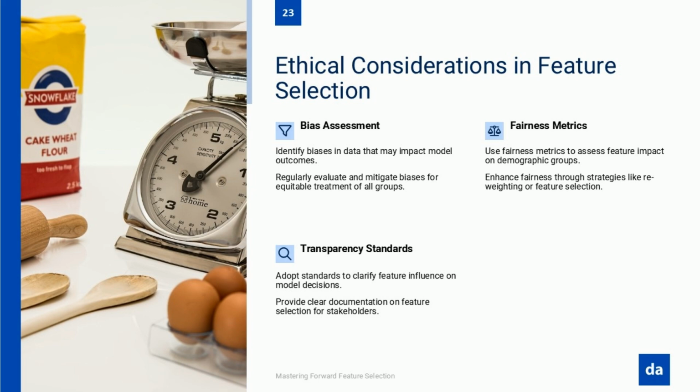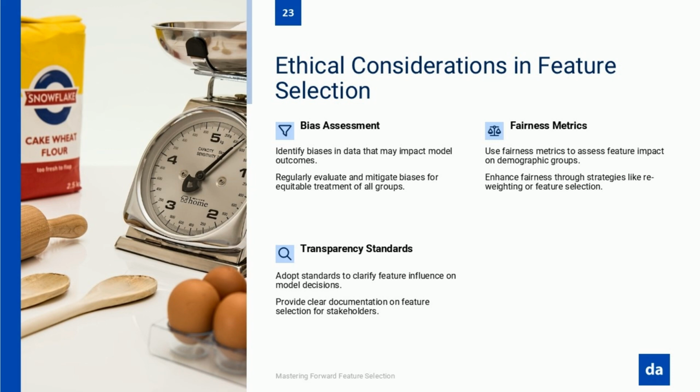Then there's data leakage from unfair correlations. Some features might seem neutral, but actually act as proxies for sensitive information. For example, a model might not directly use race as a feature, but if it selects things like neighborhood or income level, it could still end up making racially biased predictions. This is why fairness metrics, like disparate impact and equalized odds, are critical when evaluating selected features.